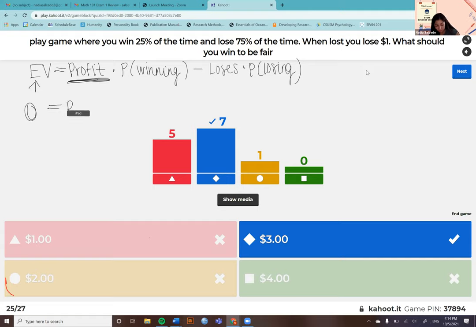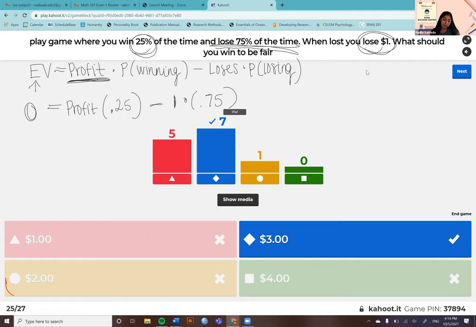We can leave this as profit. The probability of us winning, they gave it to us, is 25%. We can leave that as a decimal. And minus our losses. How much would we lose? We'd lose $1, so we can plug that in, just leave it as a 1, times our probability of losing. They told us that we lose 75% of the time, so we multiply that by 0.75.